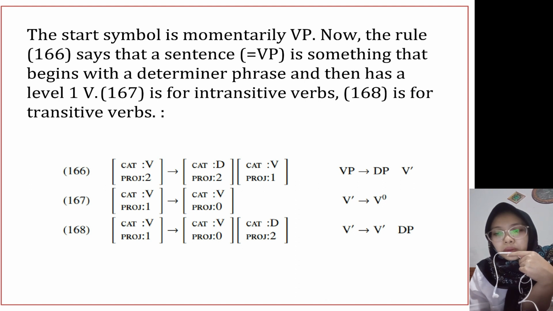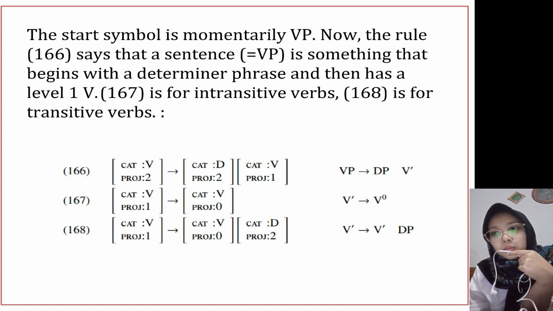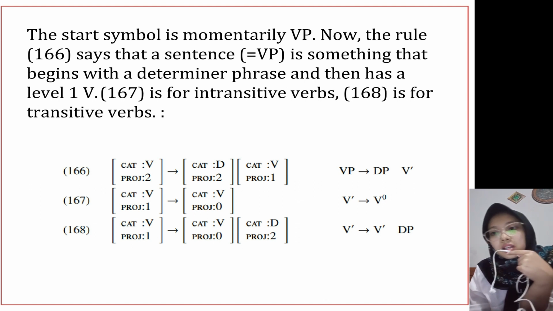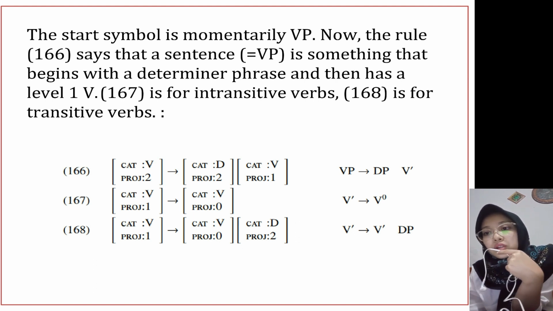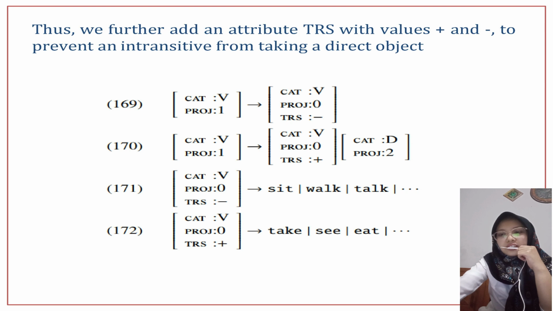Remember when we compare between the words run and accuse, run has no direct object, so when we make the schema structure, we need to put down TRS with the value of minus. On the other hand, the word accuse needs the value of TRS plus. Thus, we further add an attribute TRS with values plus and minus to prevent an intransitive from taking a direct object. Look at the schema structures.